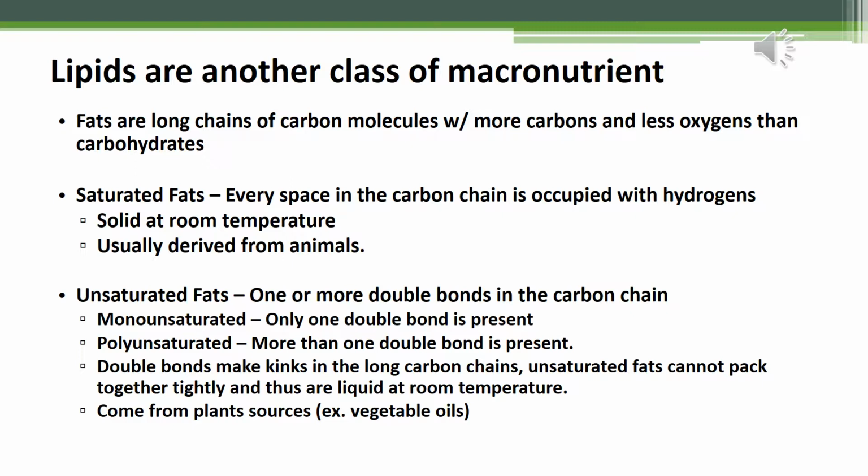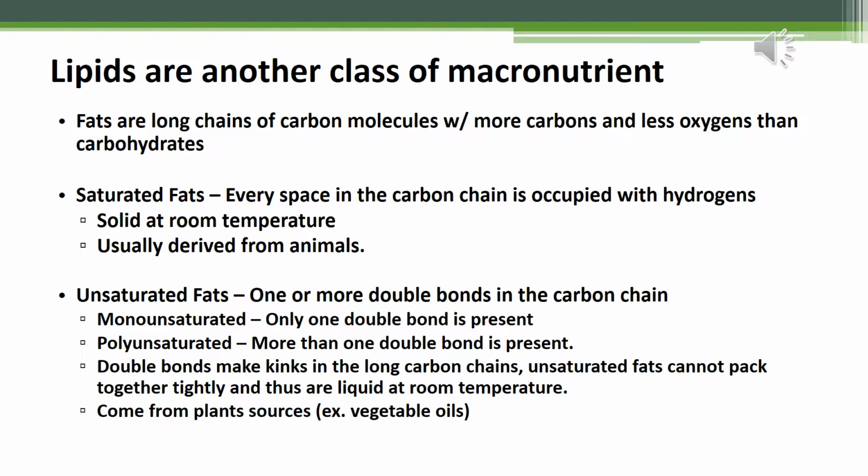Lipids are another class of macronutrient. Like I've said before, fats are long chains of carbon molecules with more carbons and less oxygens than carbohydrates. And there are two basic kinds of lipids. There are saturated fats, where every space in the carbon chain is accompanied with hydrogens. These stay solid at room temperature due to their ability to line up with each other, and these types of fats are usually derived from animals.